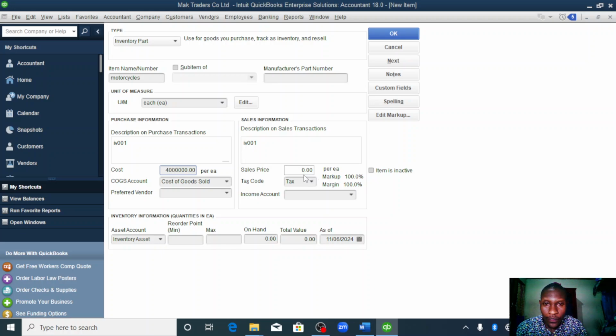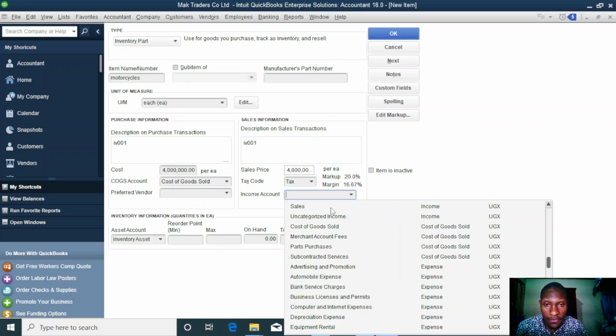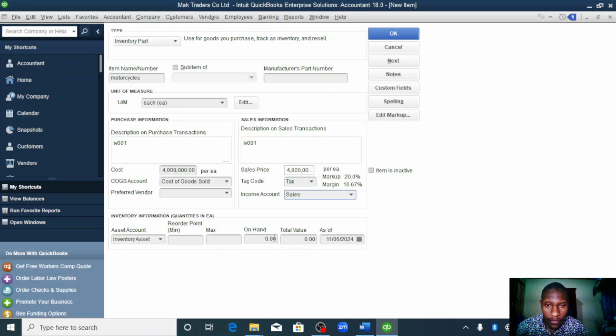So we are on sales price or selling price. We are having 4.8 or 4,800,000. We go to income account. It is under sales. We go to on hand, that is the quantity available. We are given 8. We go to date. We update the date. And then we say OK.